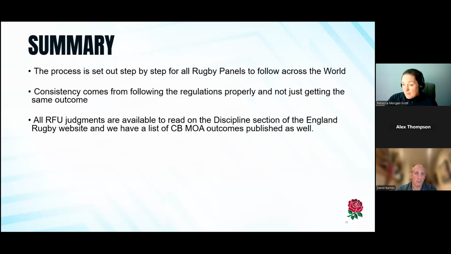So in summary, the process is set out step by step for all rugby panels to follow across the world. It should be a consistent process, and the consistency comes from following the regulations, not just getting the same outcome. We often see people complaining in the press following a couple of big decisions, a couple of weeks after each other, outraged that player A got 4 weeks and player B got 3 weeks, and where's the consistency? But actually, the consistency is because the regulations have been followed properly, and that's where the regulations take you, because the players have different disciplinary records, or because one player challenged it and the other one didn't. So the consistency is from the regulations being followed properly. That doesn't necessarily mean that it'll always be the same outcome.